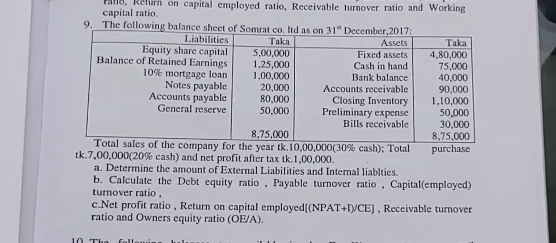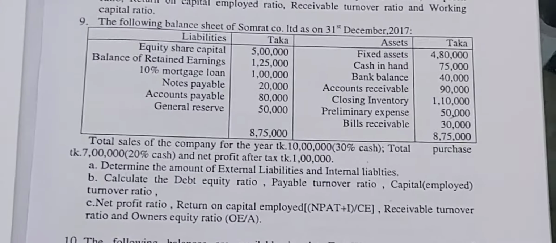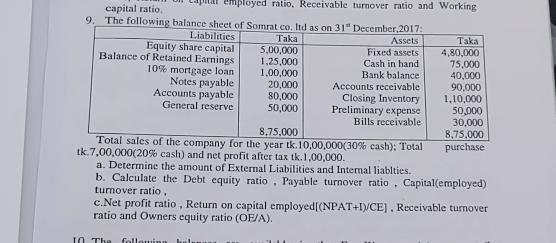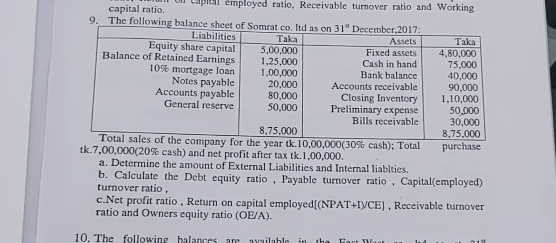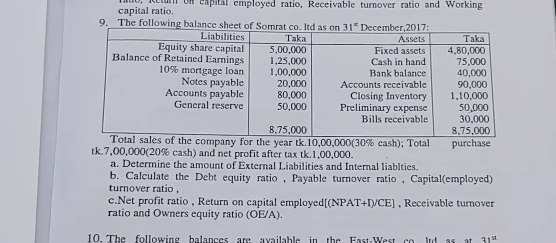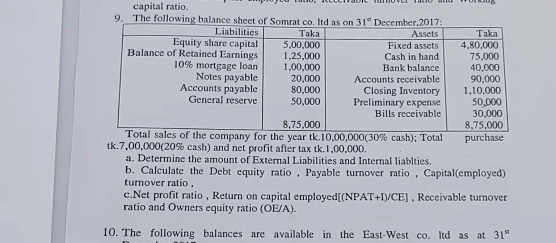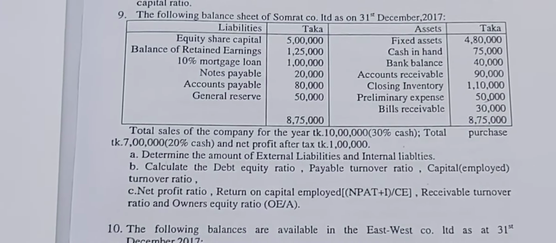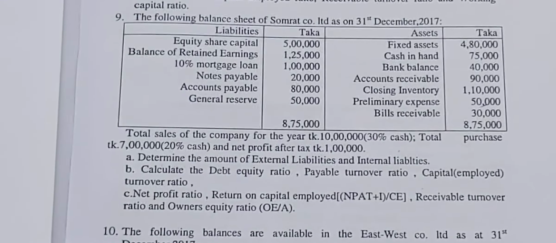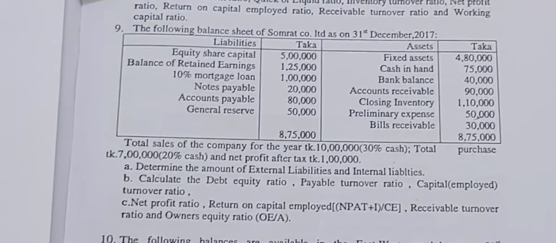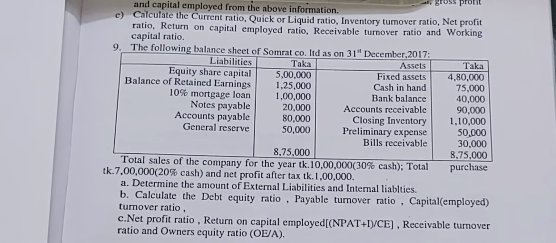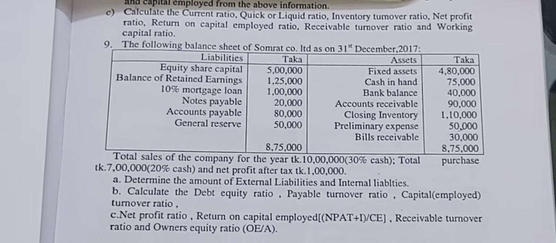The following balance sheet of Samrat Company Limited as on 31st December 2017. There are two sides, saying balance sheet or financial position. On the left side, liabilities. Equity share capital is taka 5 lakh. Balance of retained earnings is taka 1,25,000. 10% mortgage loan taka 1 lakh. Notes payable taka 20,000, accounts payable taka 80,000, general reserve taka 50,000, total amount of liabilities and equities taka 8,75,000.